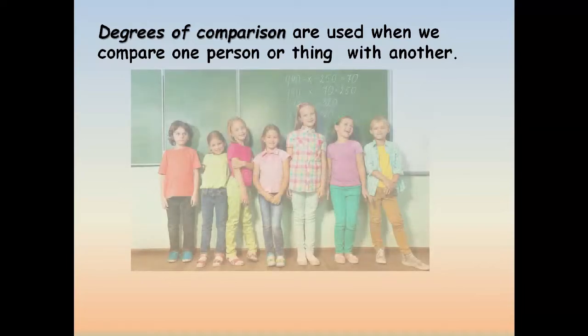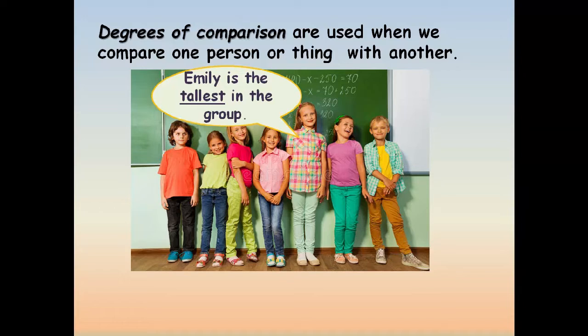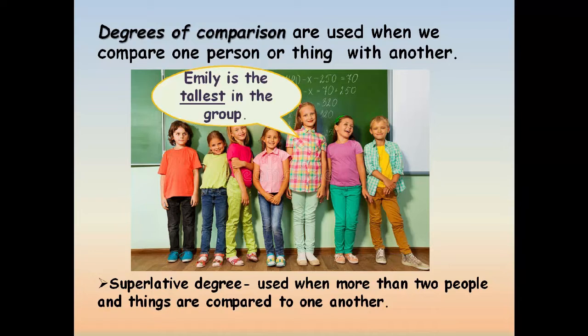We'll understand one more. Now here there is a group of children. Emily is the tallest in the group. Now this girl, this tall one over here, her name is Emily and it says Emily is the tallest in the group. So that means she is the tallest of all the others. Superlative degree is used when more than two people and things are compared to one another. So here tallest is the superlative degree of tall. Why is it superlative? Because we are comparing more than two.